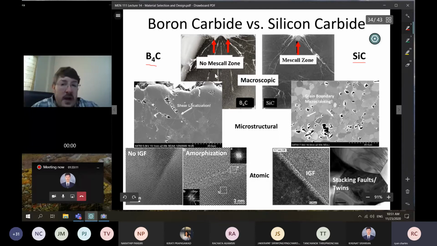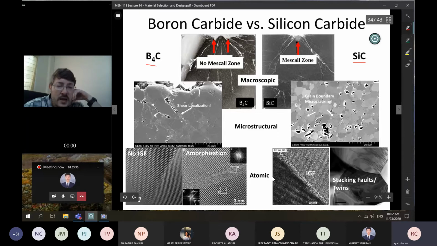And so you can compare them, you characterize them, right? You look at how they crack differently on a macroscopic scale. They fail differently on a microstructural scale. They have different cracking, right? This one cracks around the crystals. This one turns them into powder. It pulverizes them. Shear localization.